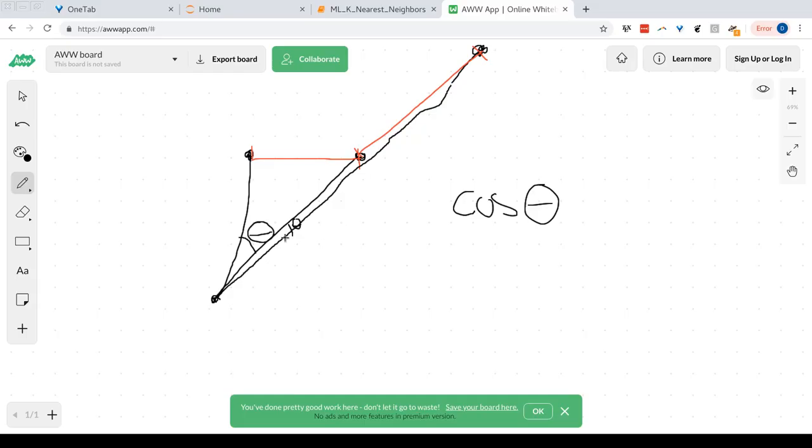If our vectors are completely aligned, pointing in the same direction, the angle they form is 0. In that case, the cosine of 0 will be 1. And of course, if they are orthogonal to each other, something like this, they form a 90-degree angle, so the cosine of 90 degrees will be 0.